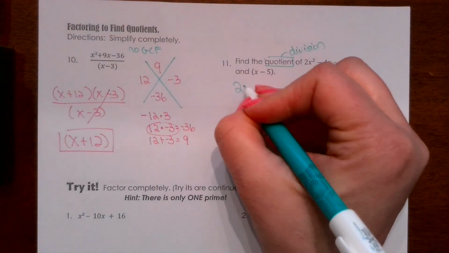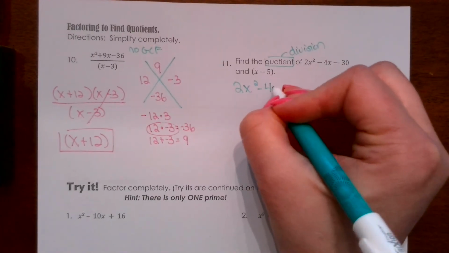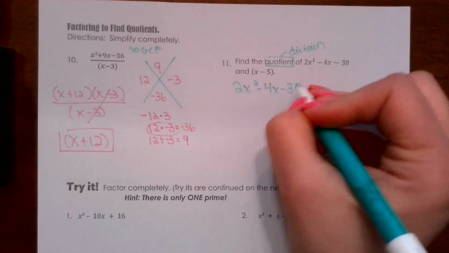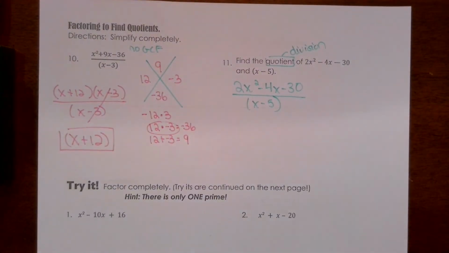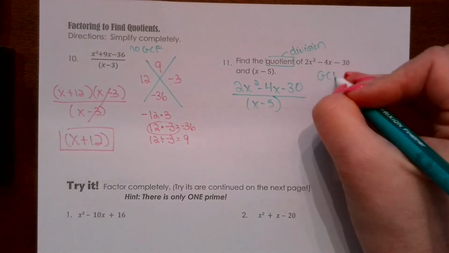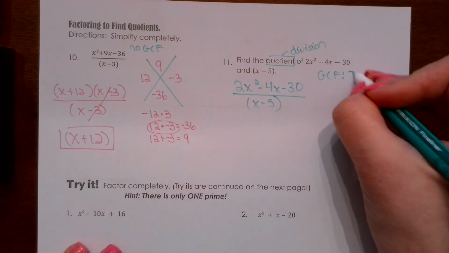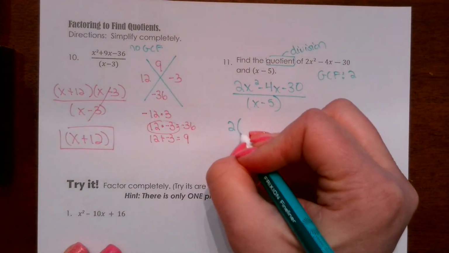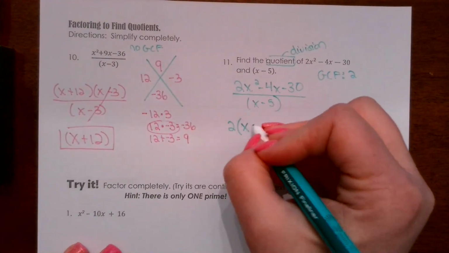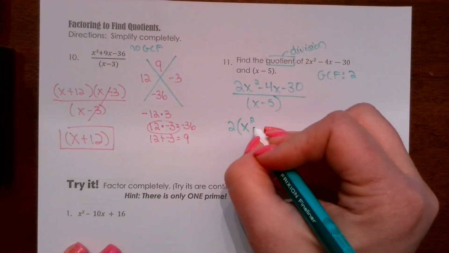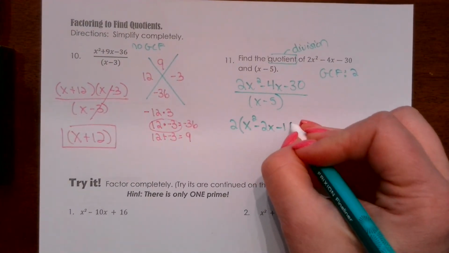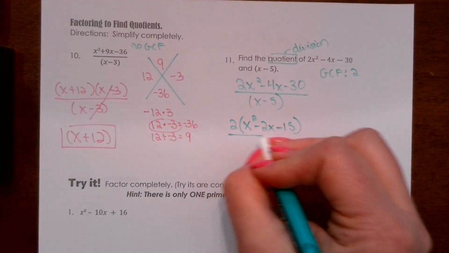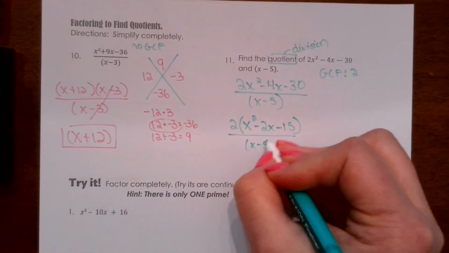So I'm looking for the quotient of 2x squared minus 4x minus 30 over x minus 5. So first of all, my GCF looks like it's going to be 2. So I need to take 2. 2 divided by 2 is x squared. Negative 4 divided by 2 is negative 2x. And negative 30 divided by 2 is minus 15. And it's all going to be over x minus 5.